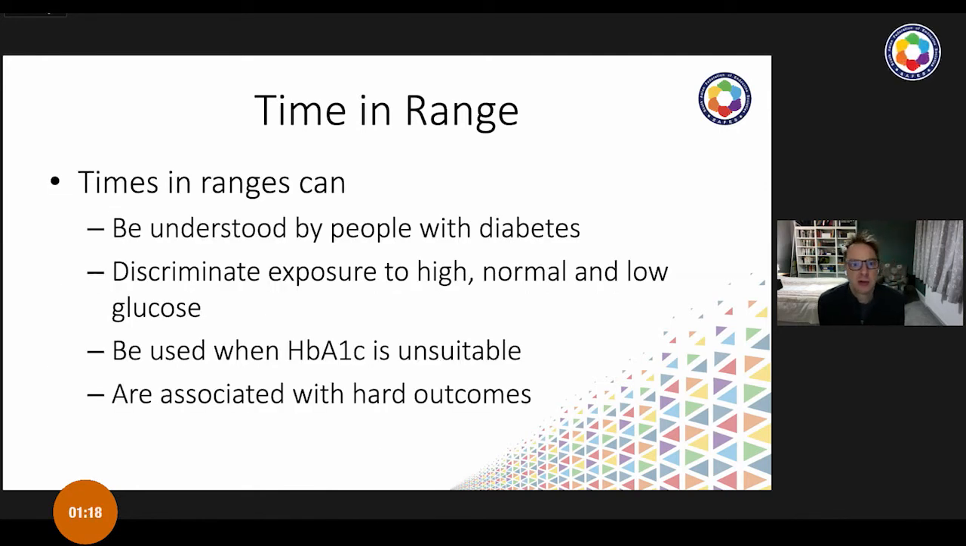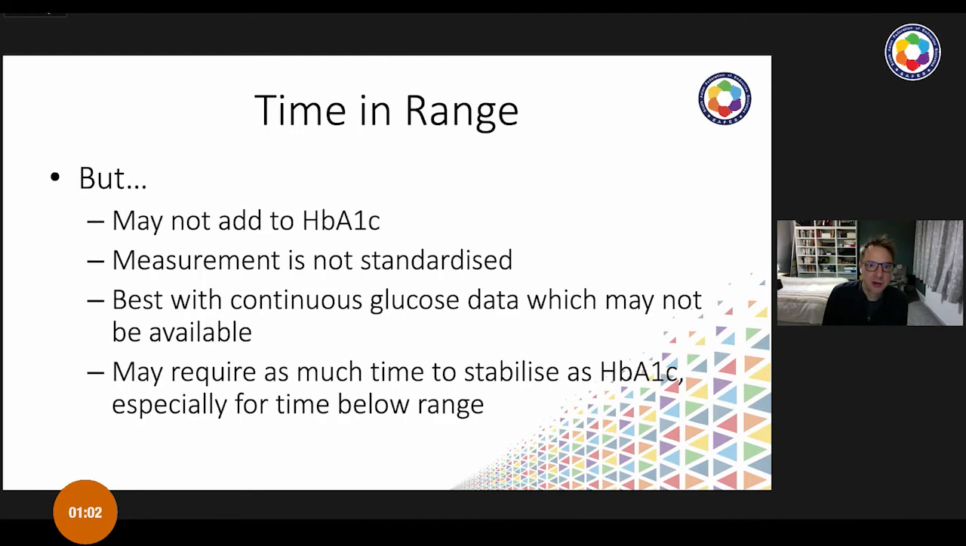So back to time in range. Time in range can be understood by people with diabetes. They can discriminate exposure to high, normal, and low glucose. They're fantastically useful when HbA1c is unsuitable, and they've been associated with hard outcomes. But I would say HbA1c remains very important and still has a role.